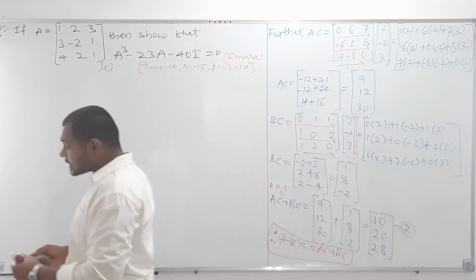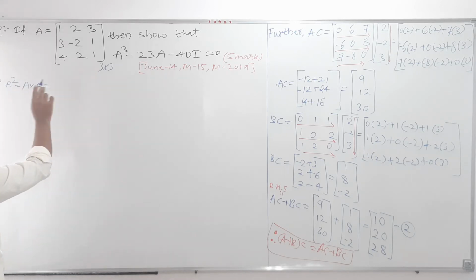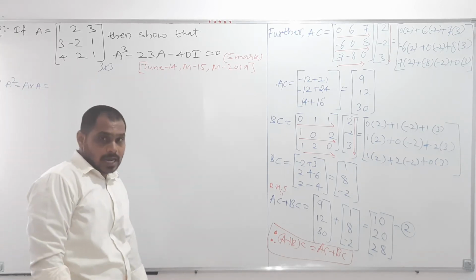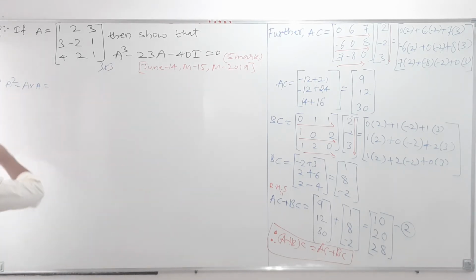So first I will find A cube. To find A cube, I will find A square. First find A into A. A square is nothing but A into A. Next, I'll multiply this A square again with A, then I'll get the A cube value. I require the A cube value, so first I'm finding the A square value. How to find the A square value? A square value can be calculated by multiplying A with A itself.